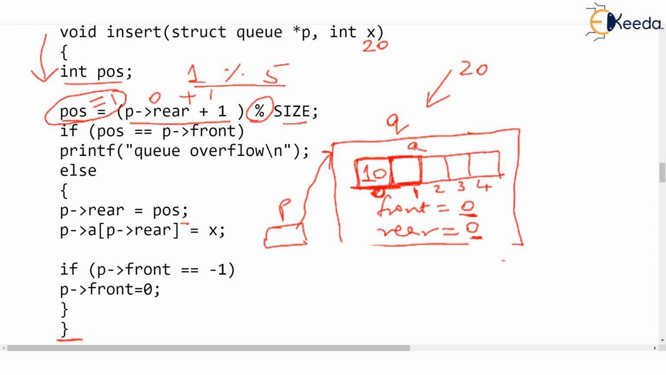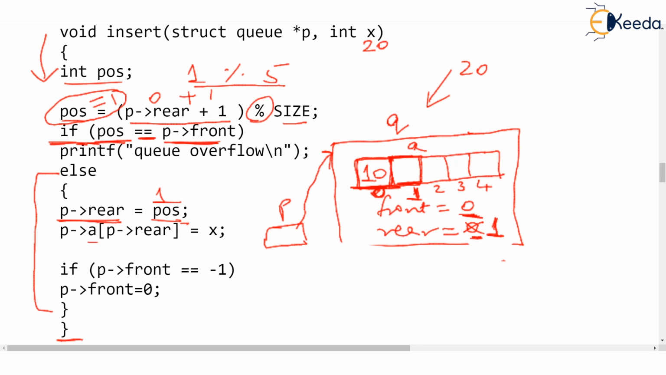But we don't so easily insert that value at position 1. First we check for overflow. The overflow condition is: are the position of insertion and the position of front the same? They aren't, because position of insertion is 1 and front is 0. So we will land in else, and in else we say p arrow rear should become position, which is 1. So rear, which was 0, is now becoming 1. Rightly so, rear should become 1 because 20 is going at first place.